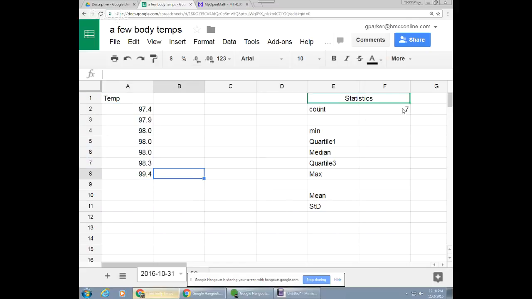My count here, according to my computer over here, says there's 7 items here. So let's see, 7 plus 1 is 8. 8 divided by 2 is 4. So the 1, 2, 3, 4th item should be the median.